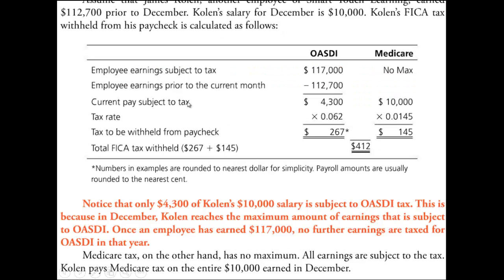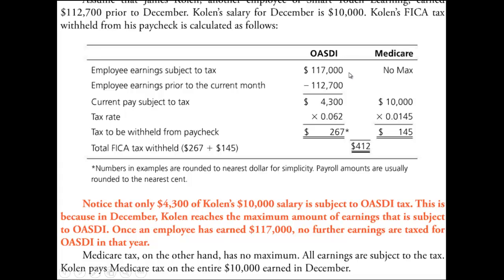So let's take a look at an example here. If somebody's clearly under the threshold, they're going to pay the 6.2%. But if they have a paycheck that straddles where part of it is below and part of it is above the threshold, then we're going to take a look here. This guy's getting paid, and before this payment goes through, he's already accumulated $112,700, and once he reaches $117,000, then anything above that is not going to be taxed.